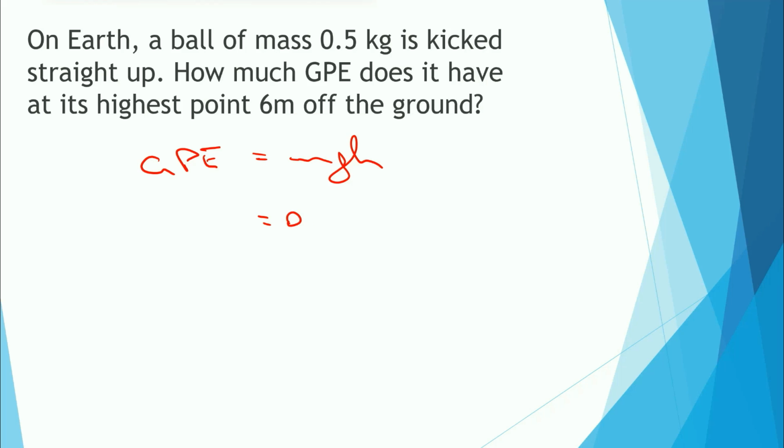Well, the mass is half a kilogram. We know gravity is 9.81 and the height is 6 meters. We reach for our calculator and we find out it's 29.43 joules of energy that ball will have at the highest point, 6 meters off the ground.